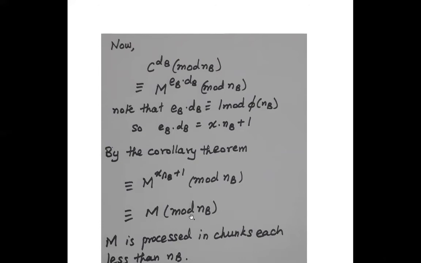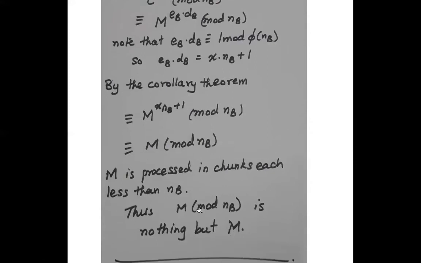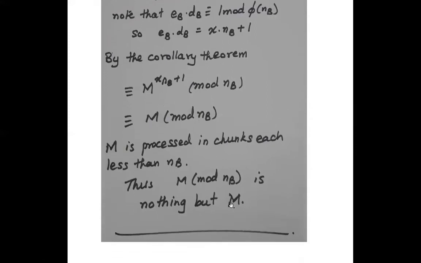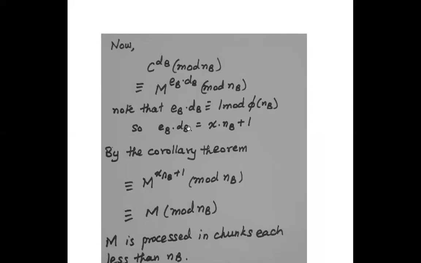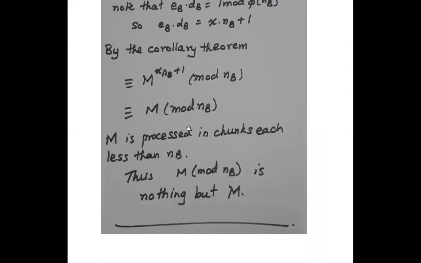Now you know that M is processed in chunks. It's not the whole message. The chunks are each less than NB. So what is M reduced mod NB? It's nothing but M, because the integer is less than NB, so it yields back M. So you can see how applying the decryption function to the ciphertext again yields back the plain text. So that's how RSA works, right? That's the public key algorithm, RSA.